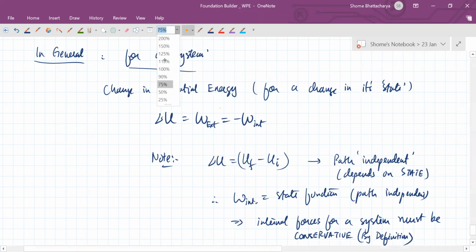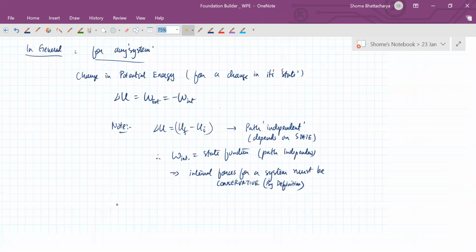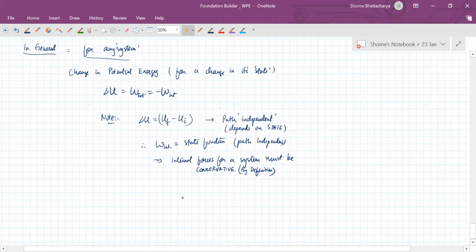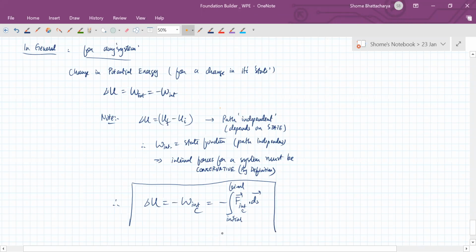Okay, it must be conservative by definition. So the proper definition of potential energy becomes: delta U is the negative of the work done by the internal conservative force, or minus the integral of F internal conservative dot ds from the initial to whatever final state. This is the internal conservative force for the system.